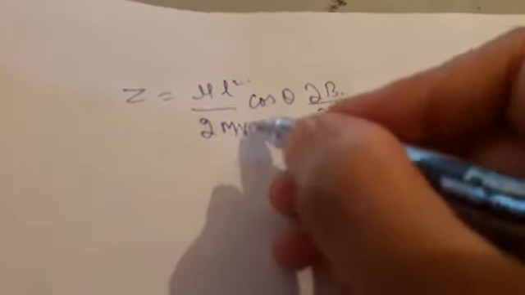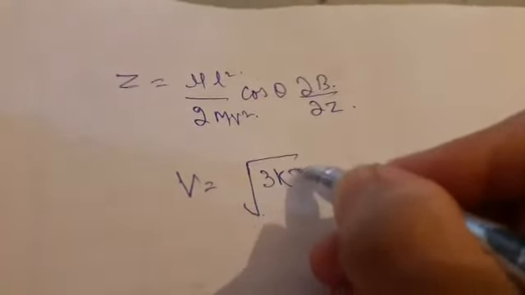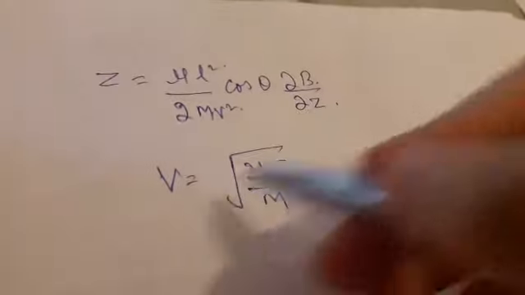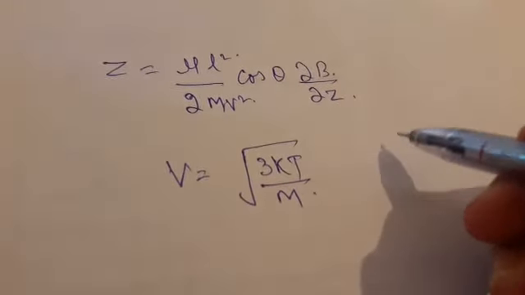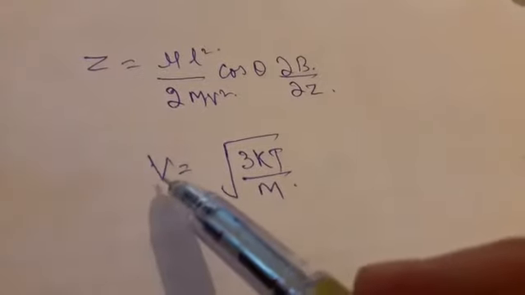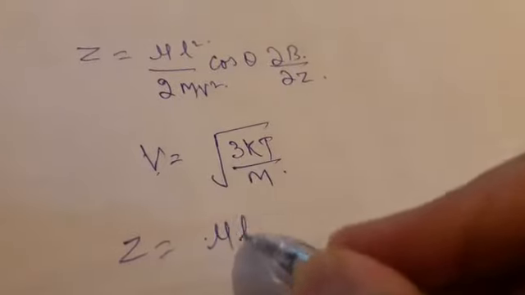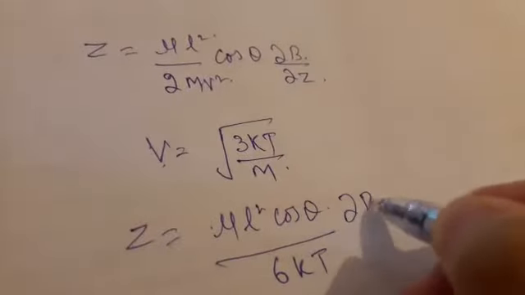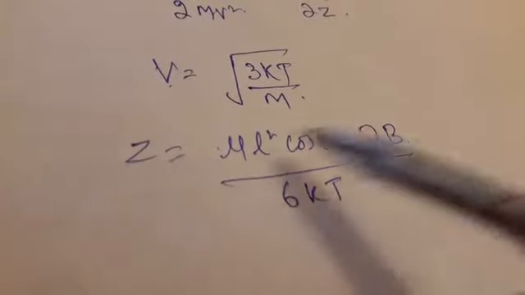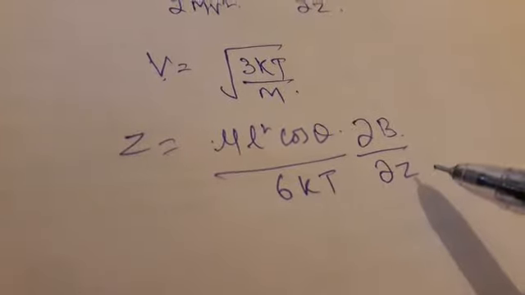And of course this V square is here. For this V square, we can write that this is equal to, thermodynamically speaking, 3 kT by m. And we are also interested in this parameter because we have actually melted the silver at some particular temperature of the oven. So we'll substitute this V over here and we get Z is equal to mu L square cos theta by 6 kT dou B by dou Z. So that is the final displacement of the silver beam along the Z direction once it is subjected to a non-uniform magnetic field, and this is the resultant expression.